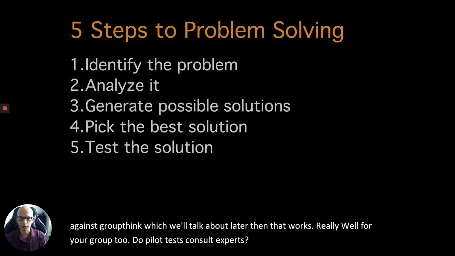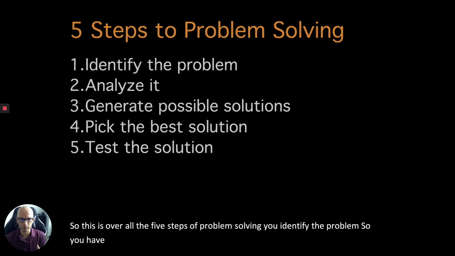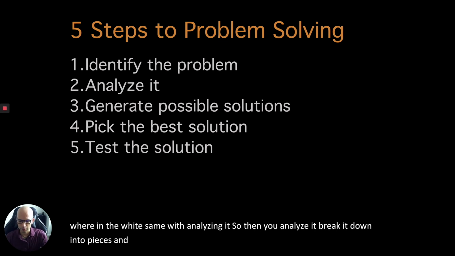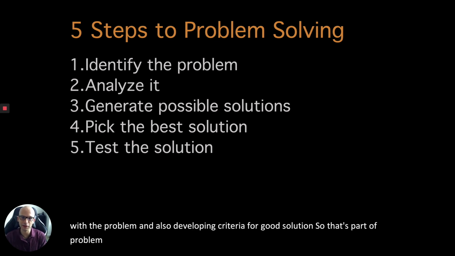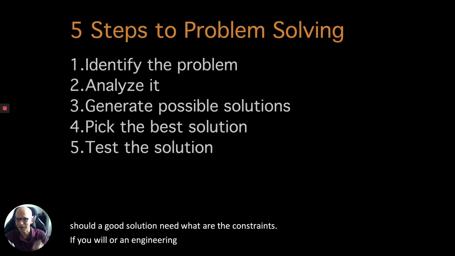So this is overall the 5 steps to problem solving. You identify the problem, so you have to make sure you know what the problem is: the who, the what, the when, the where, and the why. Same with analyzing it. Then you analyze it, break it down into pieces, and make sure that people really understand what's going on with the problem. And also develop criteria for good solutions. So that's part of problem analysis. It isn't just analyzing the problem, but also projecting what criteria a good solution should meet. What are the constraints, if you will? Or in engineering, what are the specs of the solution?